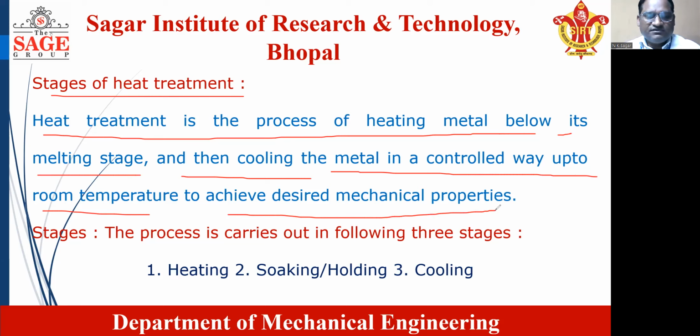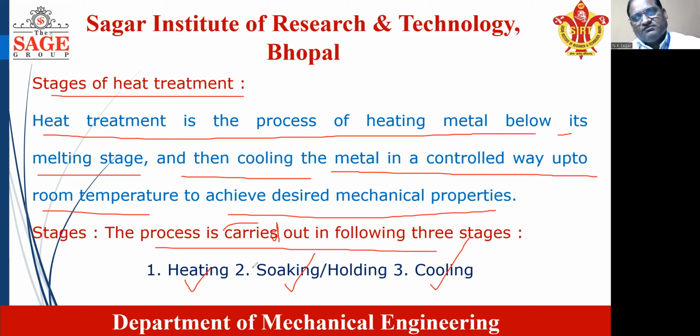The process is carried out in the following three stages. First stage is heating. Then after heating, the second stage starts, soaking or holding. Then after the second stage, the third stage is cooling. So by following these three stages, the heat treatment process for any material is carried out.